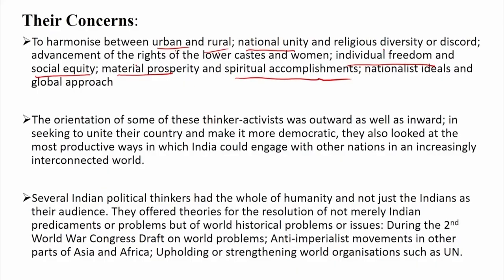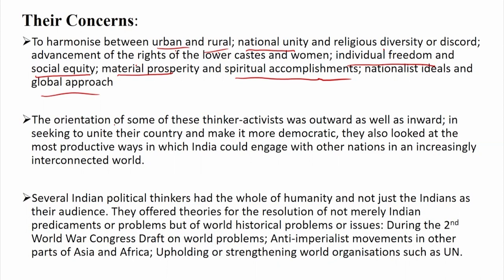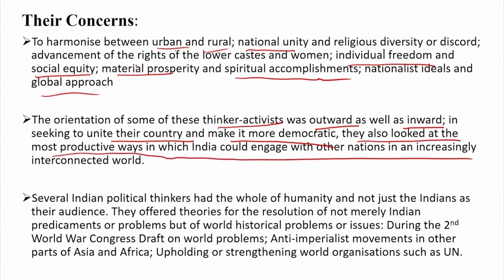So, in many of these modern political thinkers you will also find that, while they were fighting for or constituting national ideals, they had a global approach at the same time to the national question in India and also beyond India's boundary. The orientation of these thinkers, who were, as I said, thinker-activists, was outward as well as inward. In seeking to unite their country and make it more democratic, they also looked at the most productive ways in which India can engage with other nations in an increasingly interconnected world.